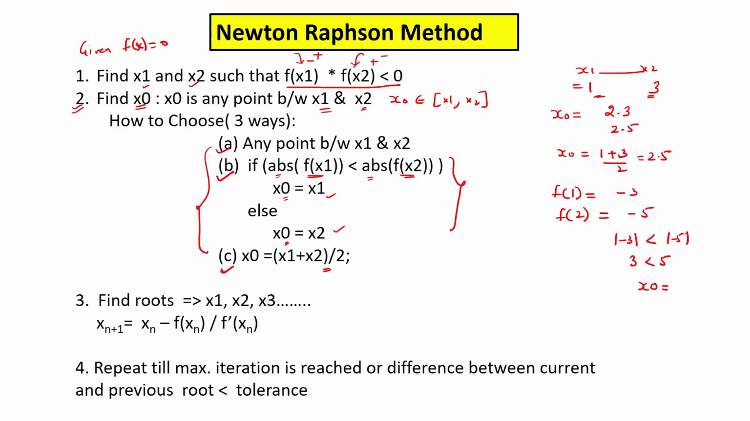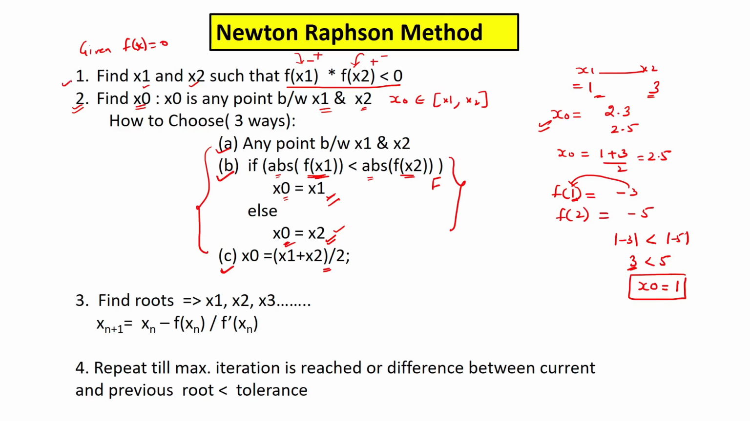So let's say here f of x1 is lesser than this f of x2. So x0 will be equal to the corresponding x1. That means we will take this one inside this x0. So x0 will be 1. Similarly, if this condition is false, then we will say x0 will be initialized by x2. So these are the three ways by which we can initialize our x0.